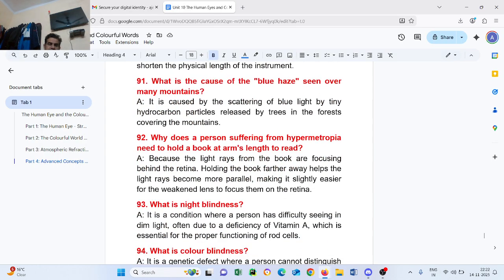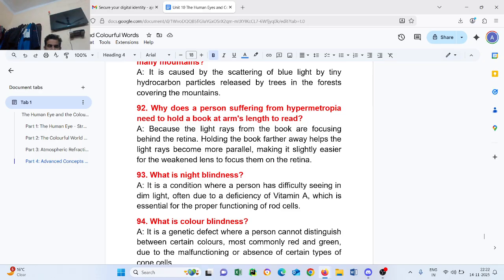Question number 93. What is night blindness? It is a condition where a person has difficulty seeing in dim light, often due to a deficiency of vitamin A, which is essential for the proper functioning of the rod cells.